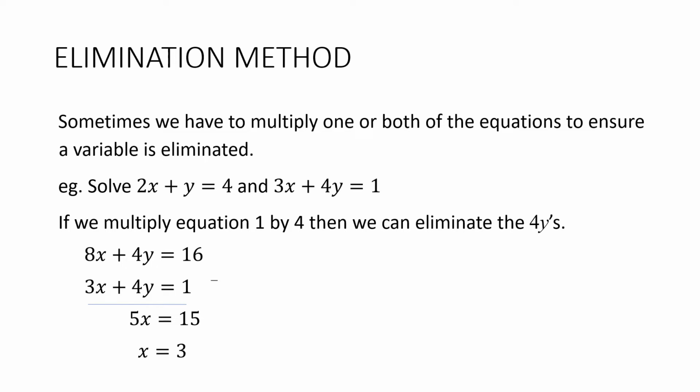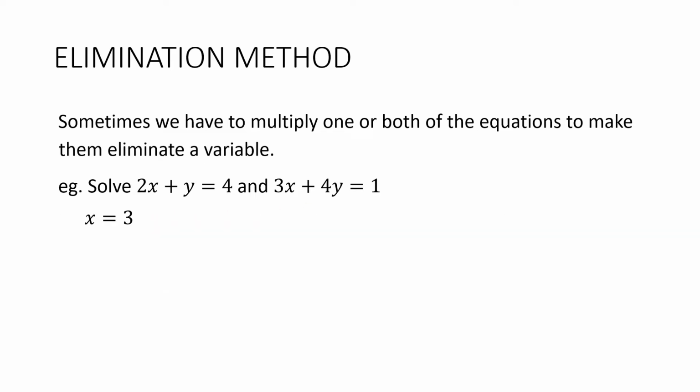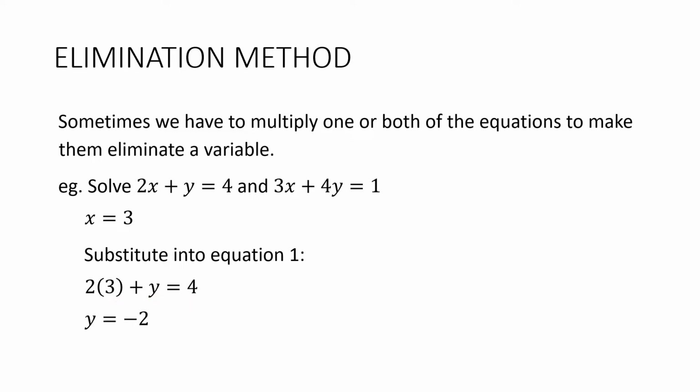Don't stop there. We've only got half of the solution. Substitute the 3 back into one of these. I'm going to substitute into equation 1. So 2 lots of 3 plus y is equal to 4. 6 plus y equals 4. So y is equal to -2. And so the solution is x is equal to 3, y is equal to -2.